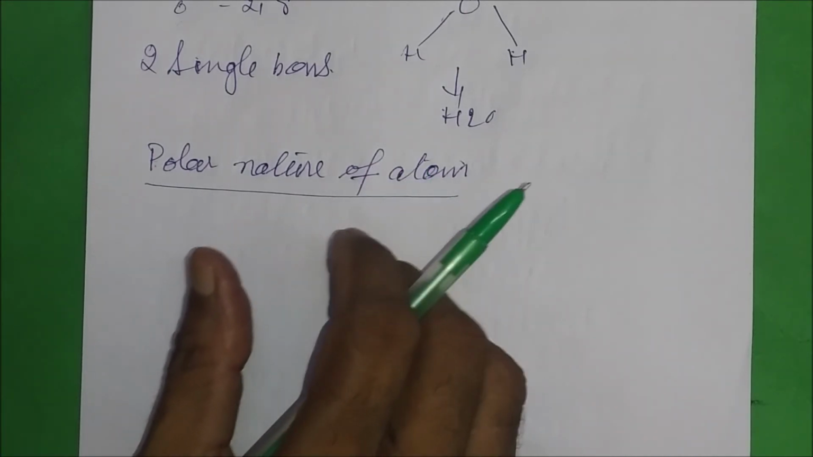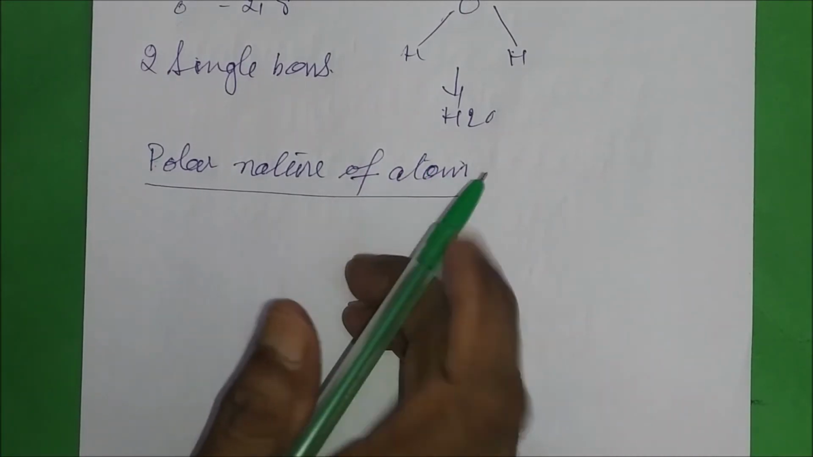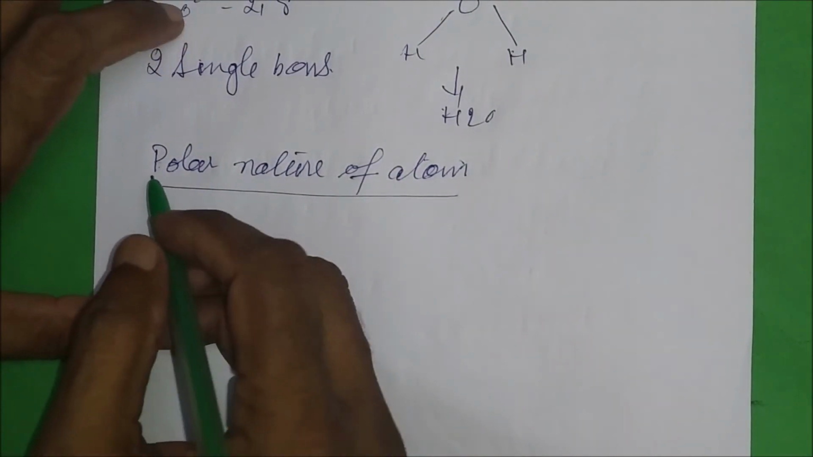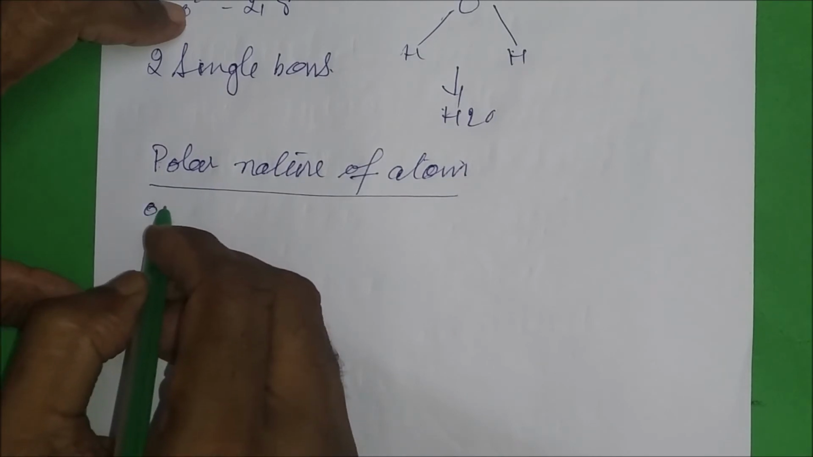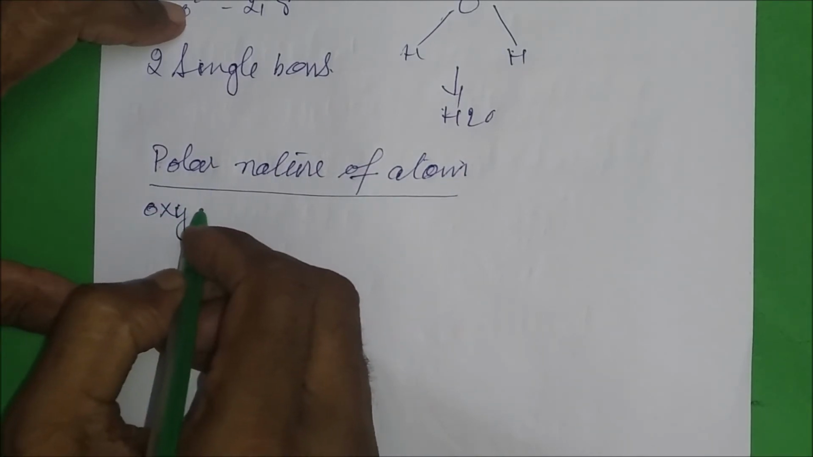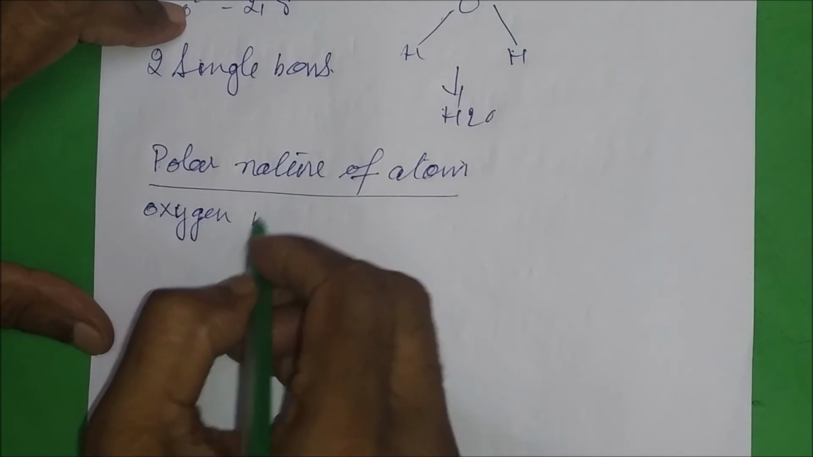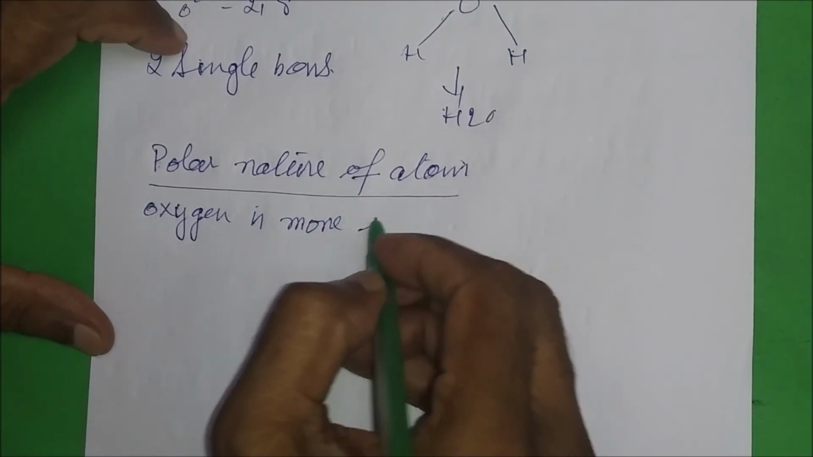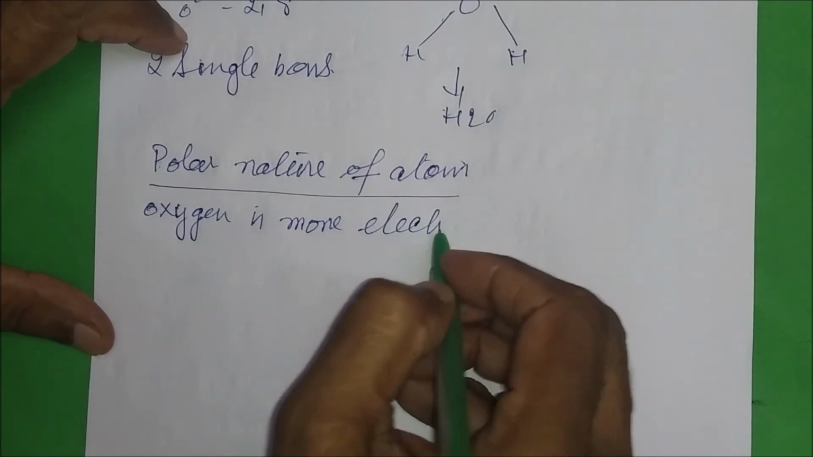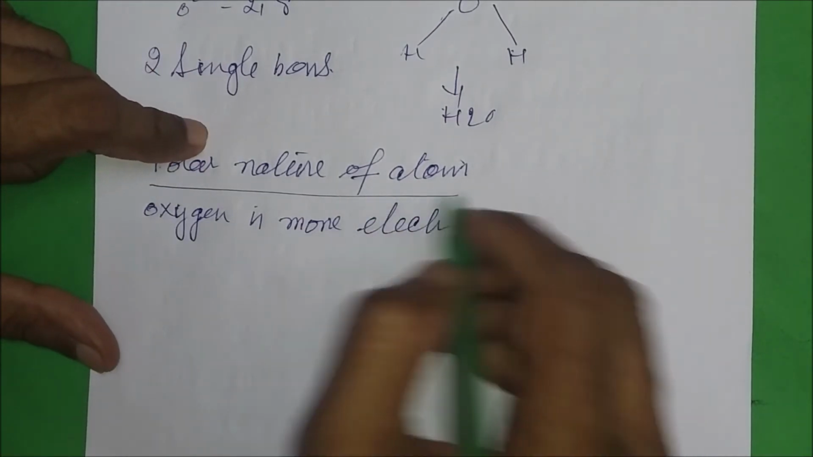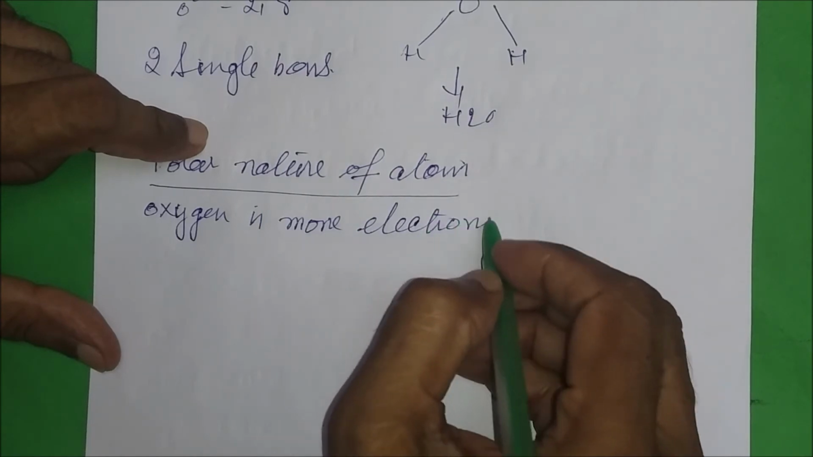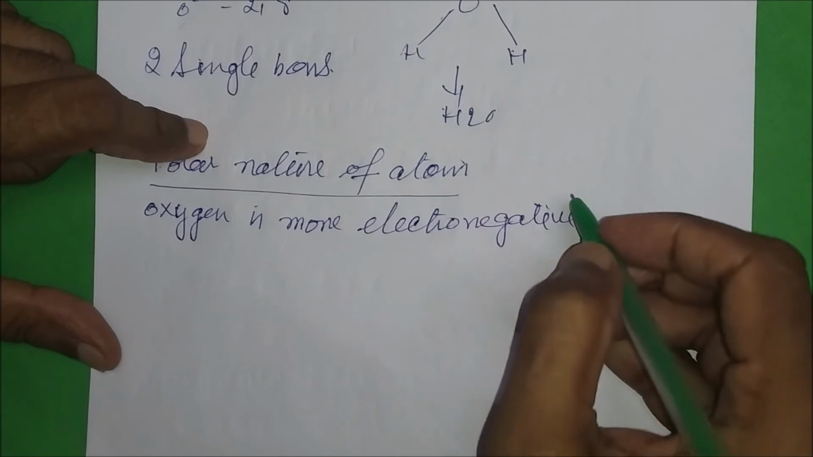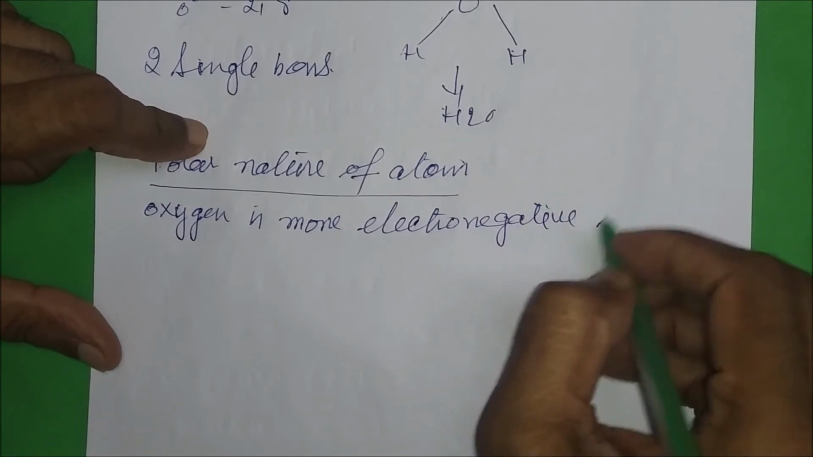So oxygen has two lone pairs. I'm writing here, then you'll understand more. Oxygen is more electronegative than the hydrogen.